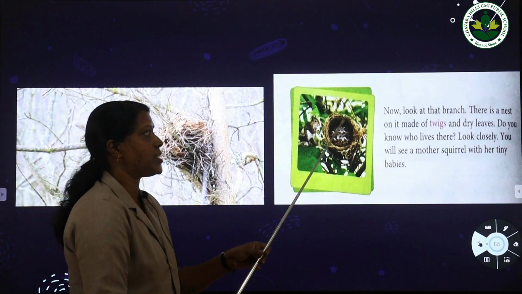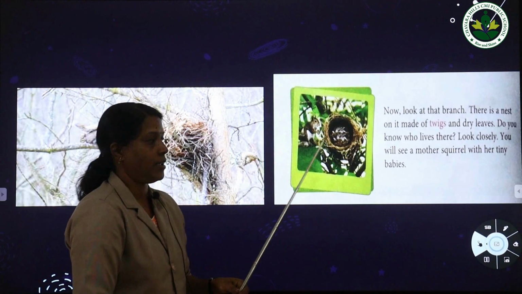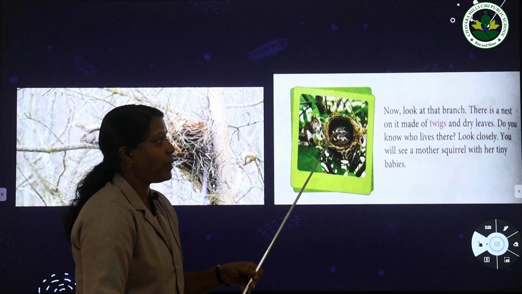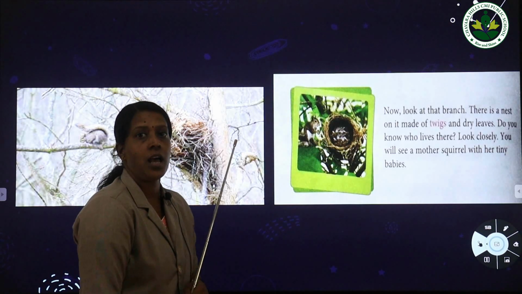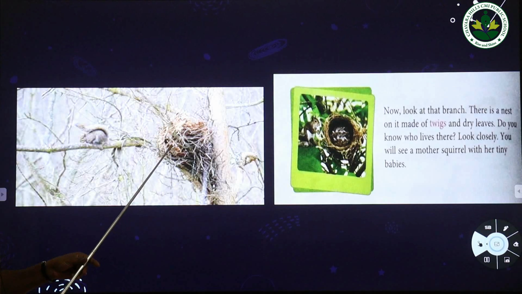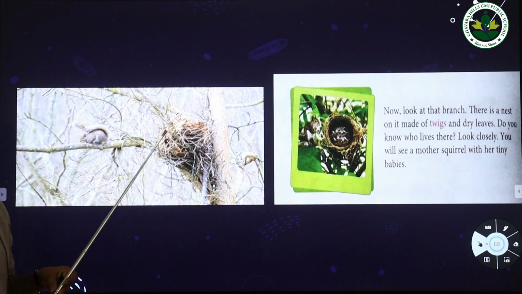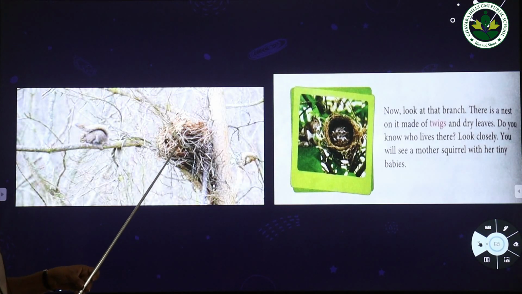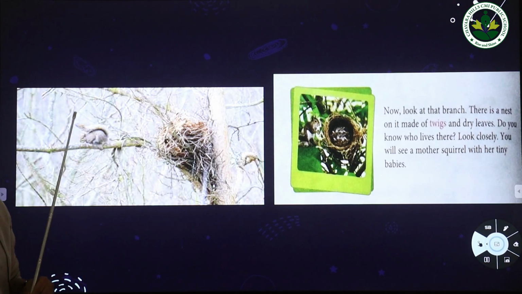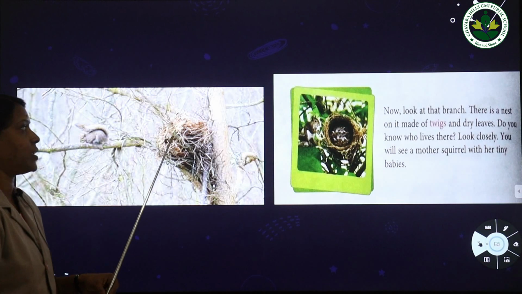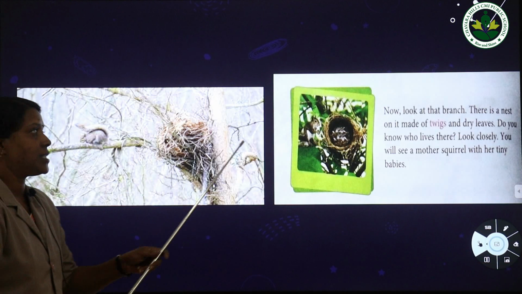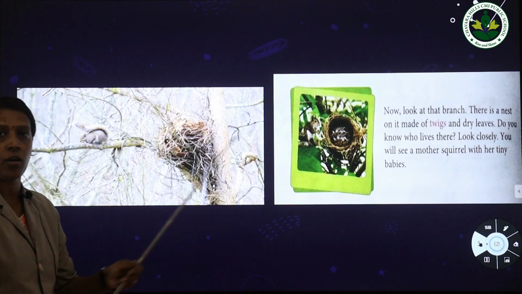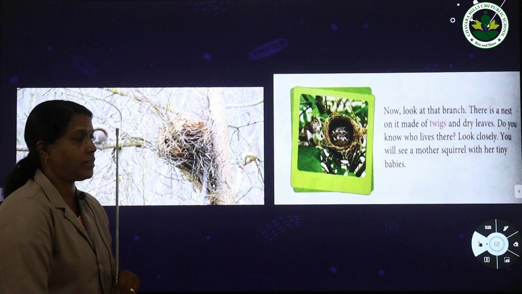So, this is the nest of our squirrel. We can see its babies here, inside the nest. It is made of twigs and dry leaves. Twigs means small branches of tree without leaves. Okay. So this is another friend of our old big tree.